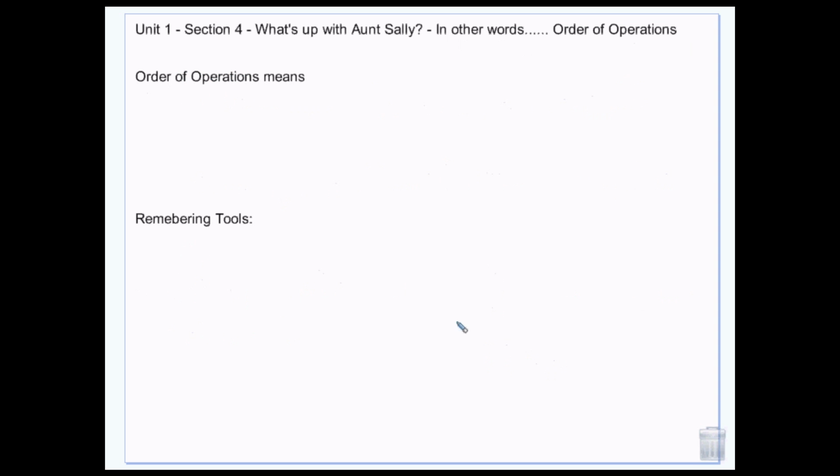So like, okay, what's up with Aunt Sally? In other words, we want to talk about the order of operations. And order of operations simply means the order that you perform math in.